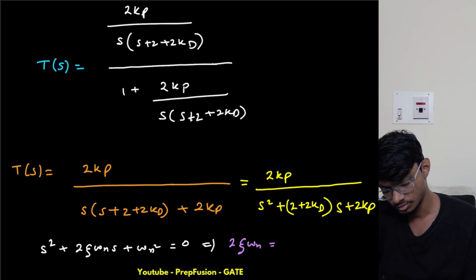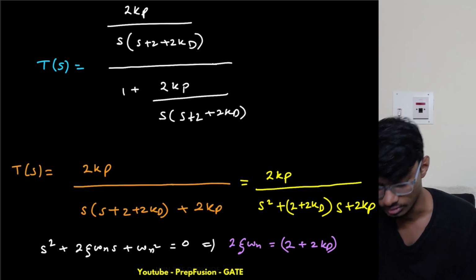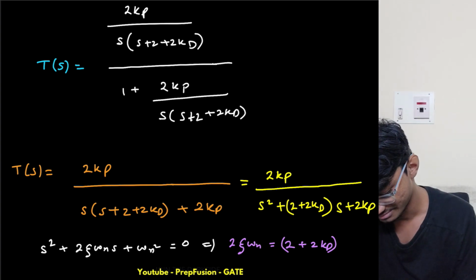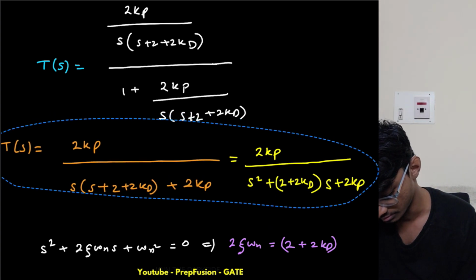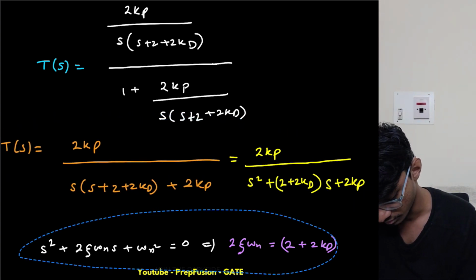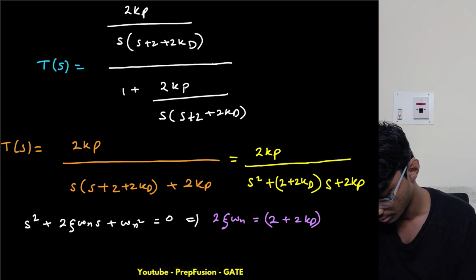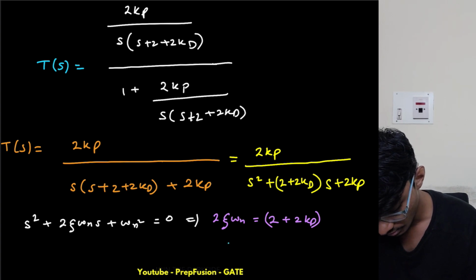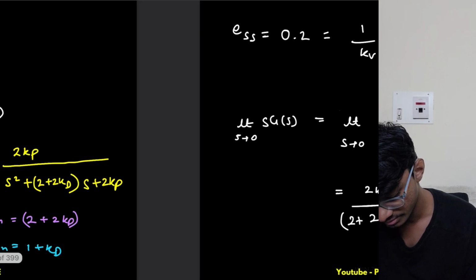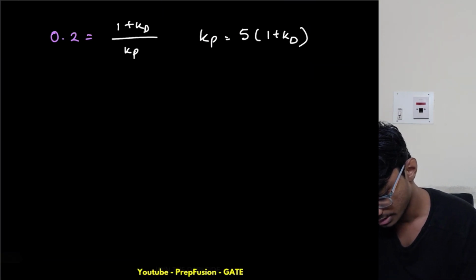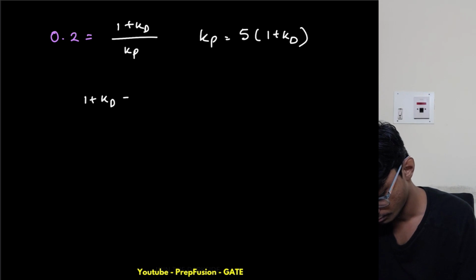2 zeta omega n should be equal to 2 plus 2 kd. Or I can take the common, but I don't have space right now, so I will push this one over and push this one over also. So my zeta omega n equals simply 1 plus kd. And what is my 1 plus kd equal to? 1 plus kd is equal to kp by 5, right? I need to put here 1 plus kp by 5. Okay, so replace this.